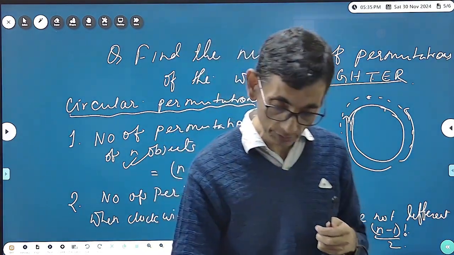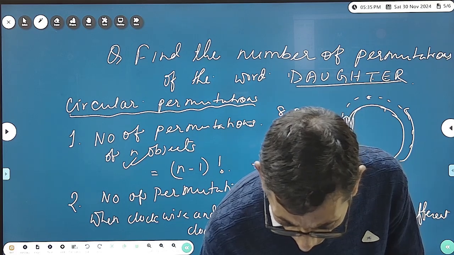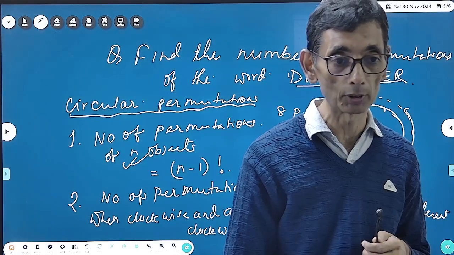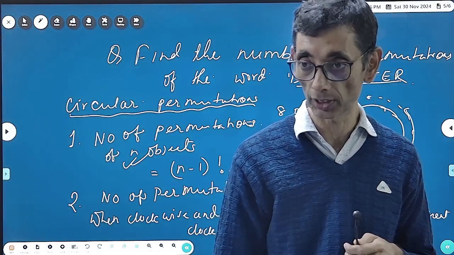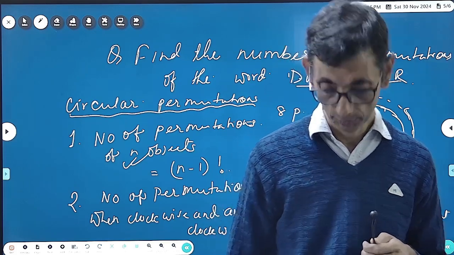In case of one more question: in how many ways can 8 different beads be placed in a necklace? In that case, the total arrangement is 7 factorial, so it will be less. It will be 7 factorial divided by 2.